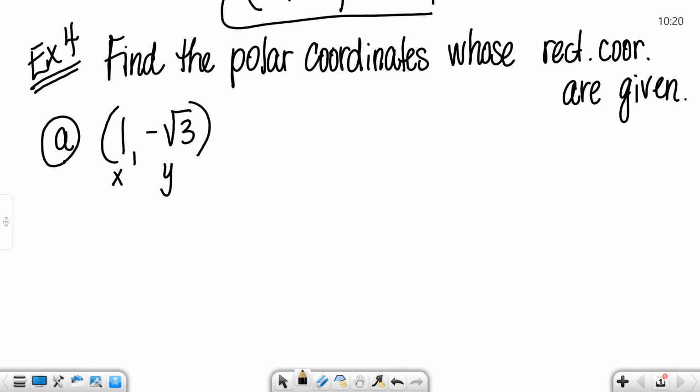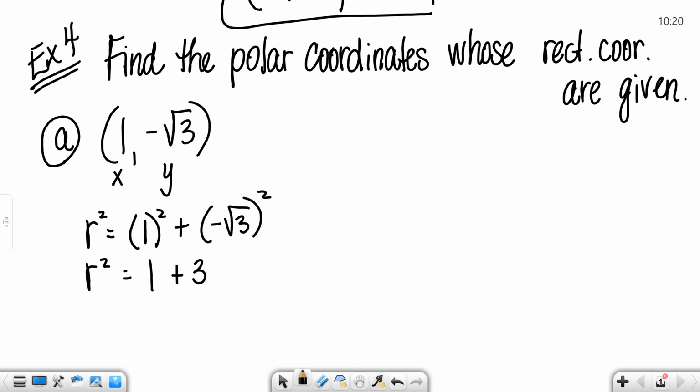If you have your notes written down in front of you where we described how we are going to find r and how we are going to find theta. Well, r squared is x squared plus y squared. So r squared is 4. Take the square root of both sides, and r is 2. All right, so I found r. R is 2. Awesome. Now I have to find theta.